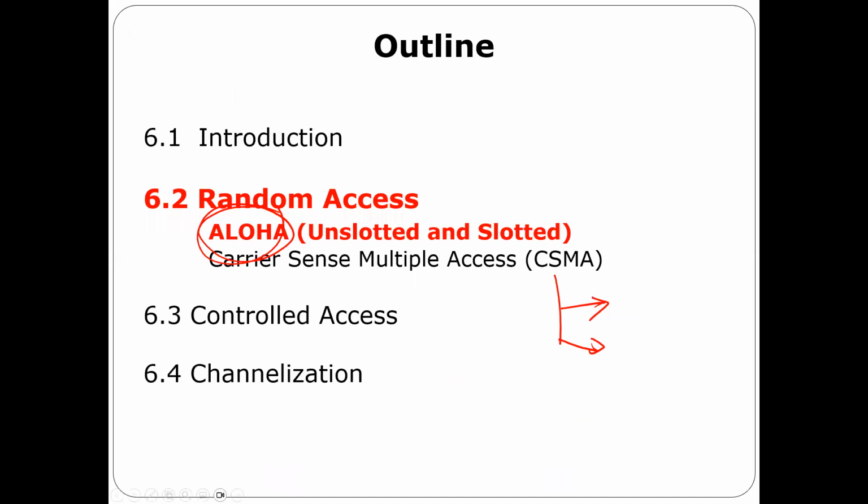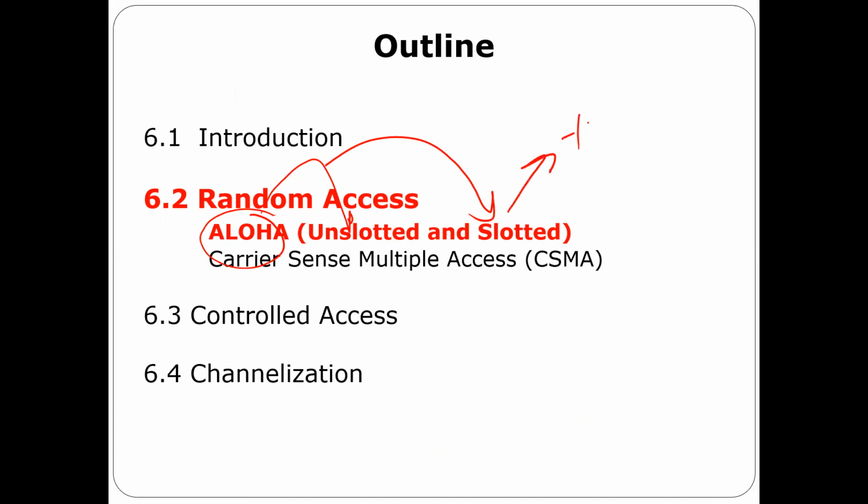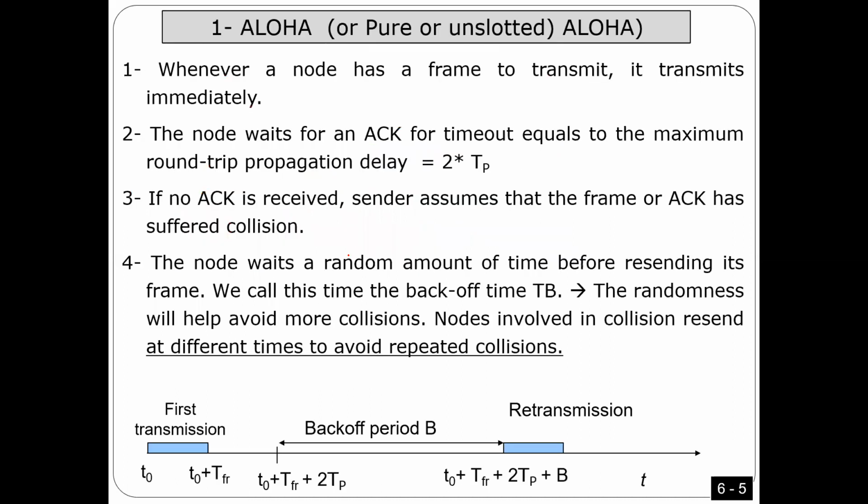So let's start with the first one. The first one here, we call it Aloha. And under Aloha, we have two different types. The first one, we call it unslotted. The second one is slotted. You can tell from the English name. Slotted means we have time slots. Unslotted doesn't have time slots. Anyway, I'm going to show you the difference and you will understand why we call it slotted. You will see right now.